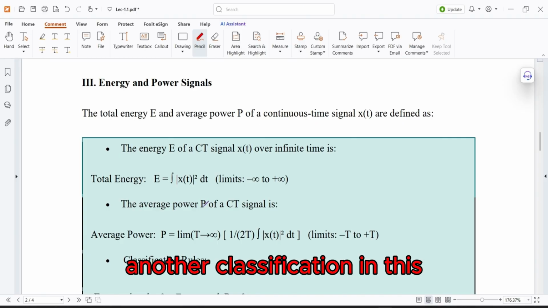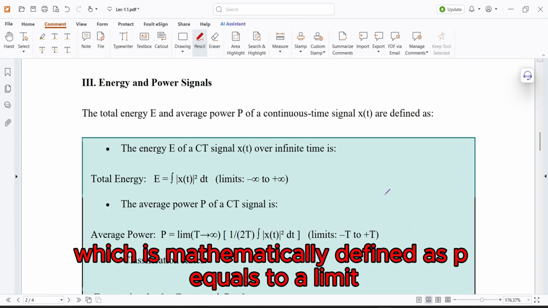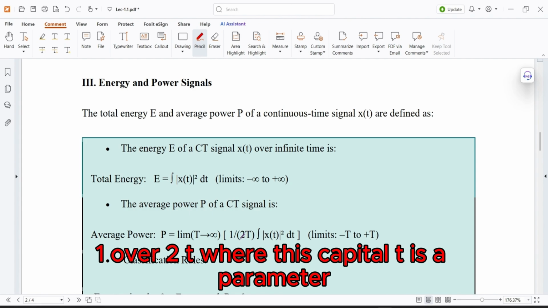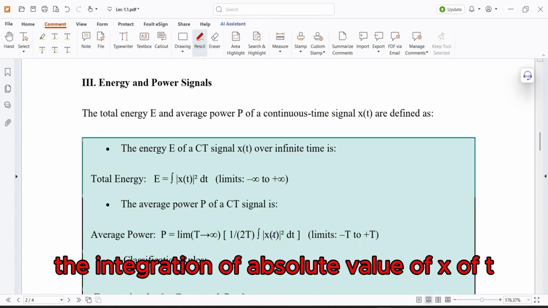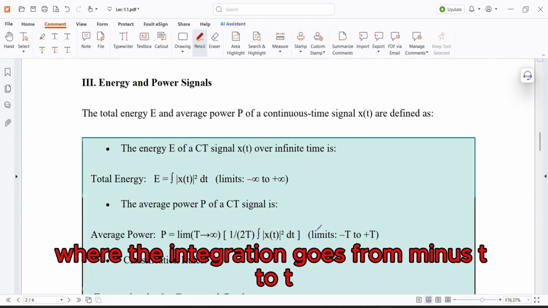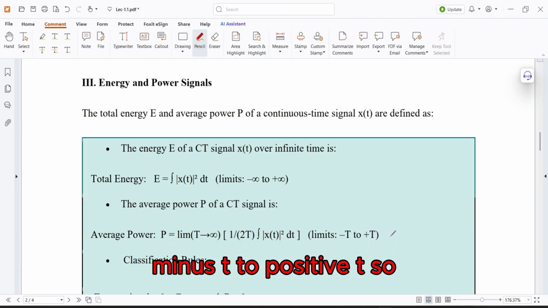Another quantity in this part is the average power, which is mathematically defined as P equals the limit as T approaches infinity of 1 over 2T, where this capital T is a period, times the integration of the absolute value of x of t, the whole square, dt, where the integration goes from minus T to positive T.